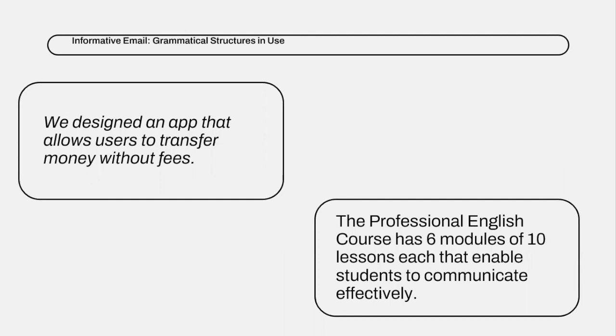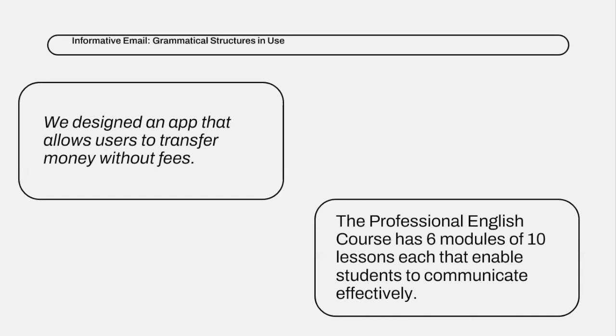In the second example, I am describing an English course. Therefore, I use the simple present. The professional English course has 6 modules of 10 lessons each that enable students to communicate effectively. In this case, everything is simple present because it is describing the characteristics the professional English course has.